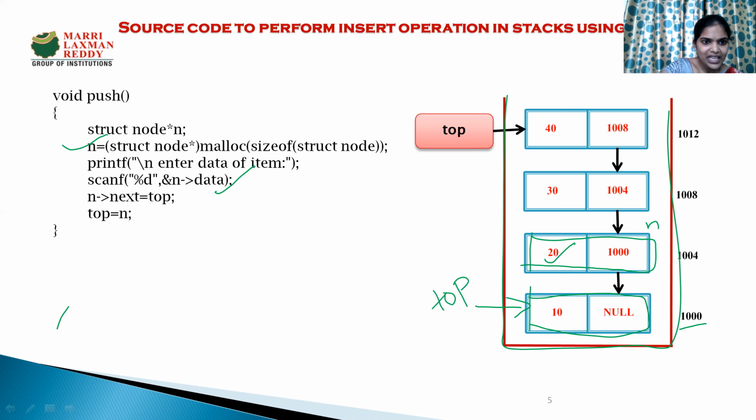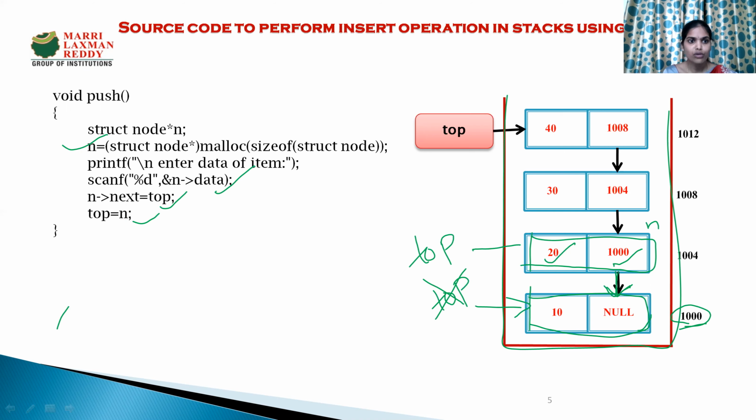Now n next equals top. If I am establishing a link, n next equals top means in n next we are storing the address of top. The address of top is 1000. So in n next I'm storing 1000. So a link gets established between these two nodes. Now this is the topmost element, so I'm making this the top. Now top is moved from this position to the 1004 node.